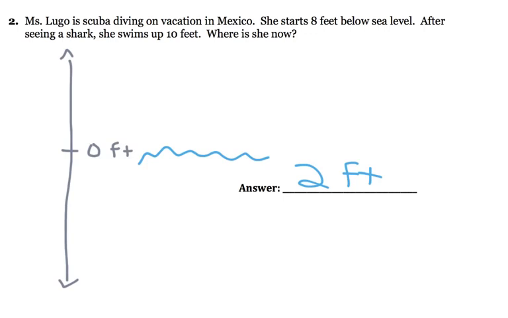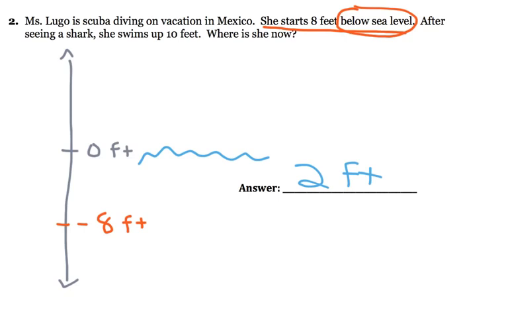So you have to see this. She starts 8 feet below sea level, and even though it's a regular 8, because it says below sea level, that means that this is actually telling us that Ms. Lugo starts at negative 8 feet. And that's something you just need to look out for. Below sea level would be negative, and above sea level would be positive. So, okay, that's the starting point. And then it says she swims up 10 feet.